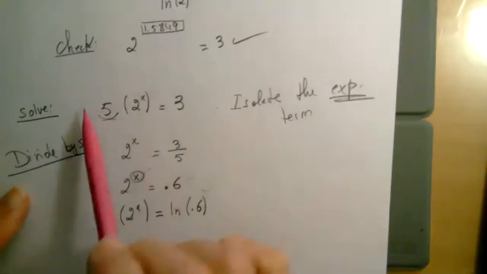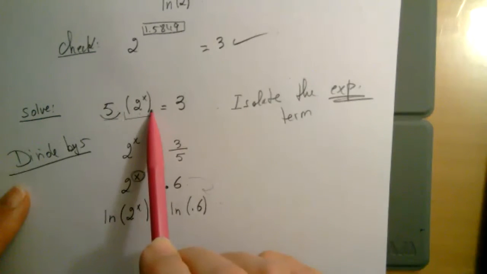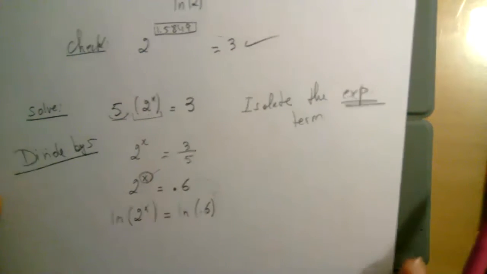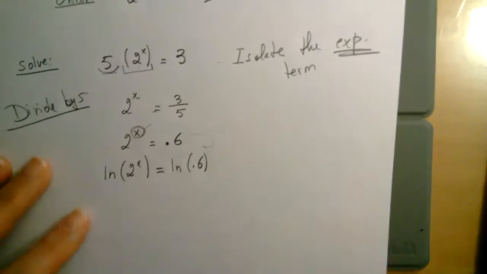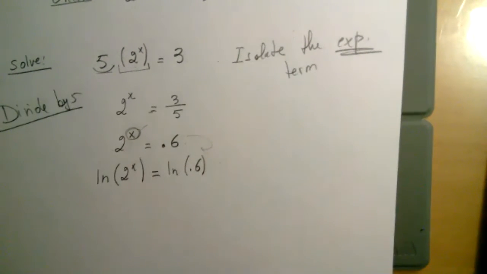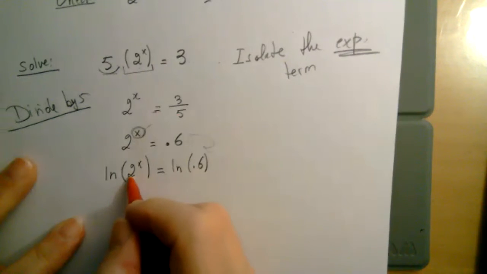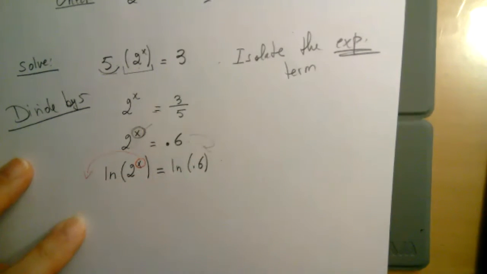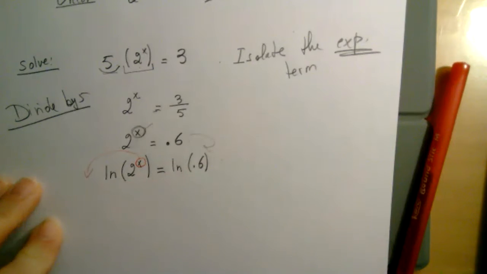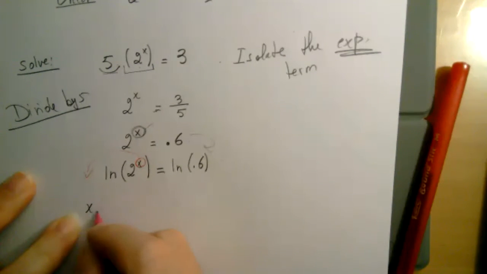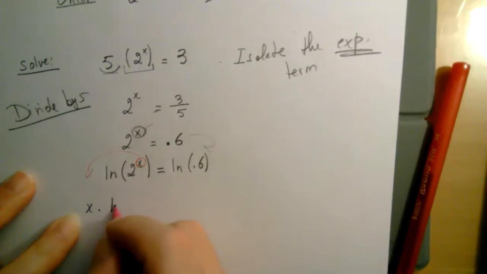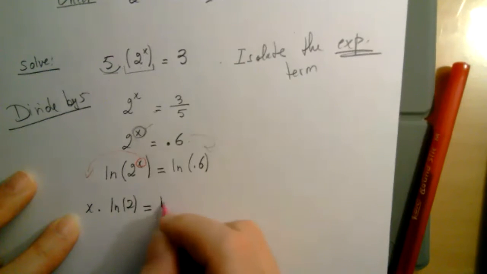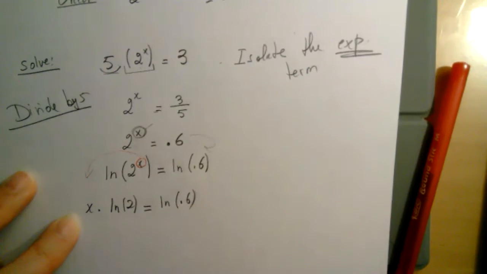So step number 1, isolate the exponential. Once I isolate it, I say since those two are equal, their natural log is the same. And then the important property of the log: the log of a number to a power, you can take this power and bring it down. So this becomes x times the natural log of 2 equal the natural log of 0.6.